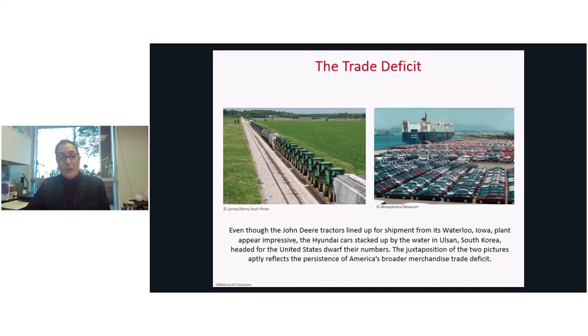And this visual graphic is showing you an example of US manufactured John Deere tractors juxtaposed to Hyundai cars being shipped from South Korea. So the John Deere tractors are going out, the Hyundai cars are coming in, and the graphic is suggested to represent the negative trade balance that the US is currently carrying.